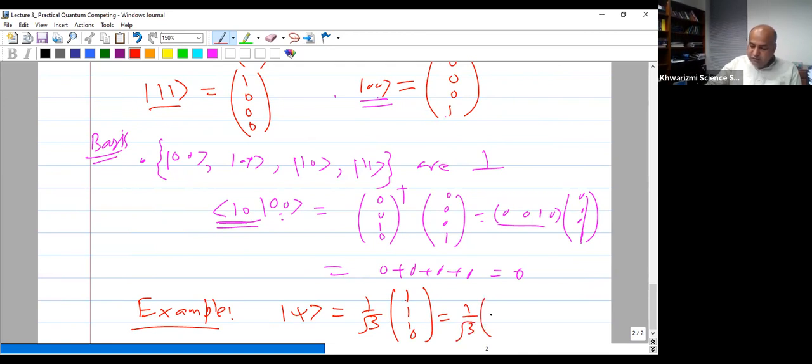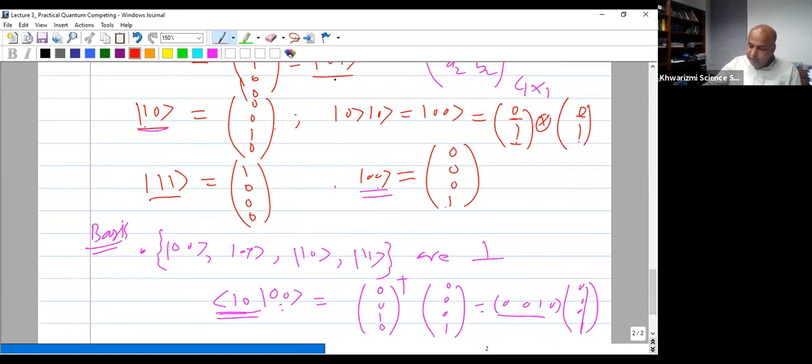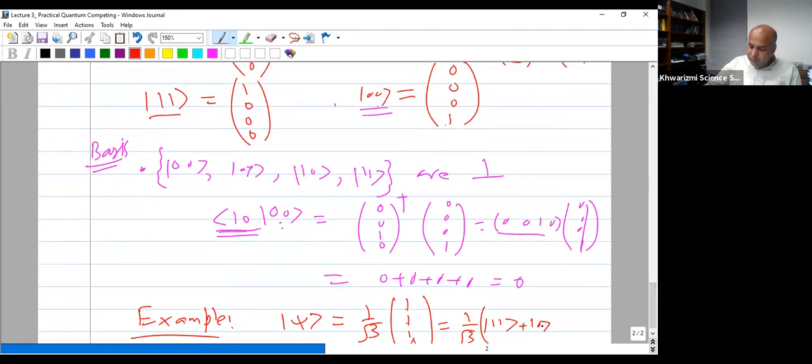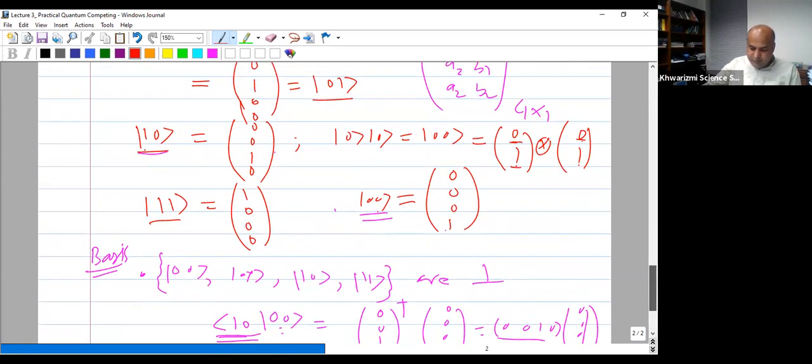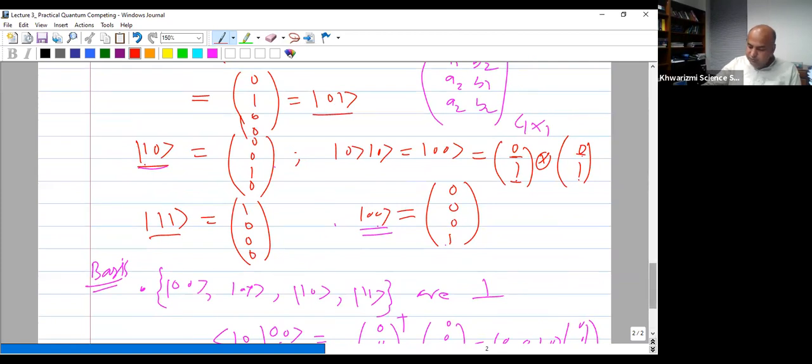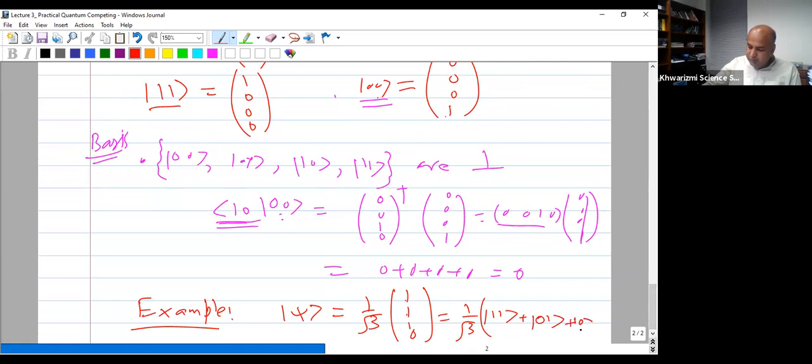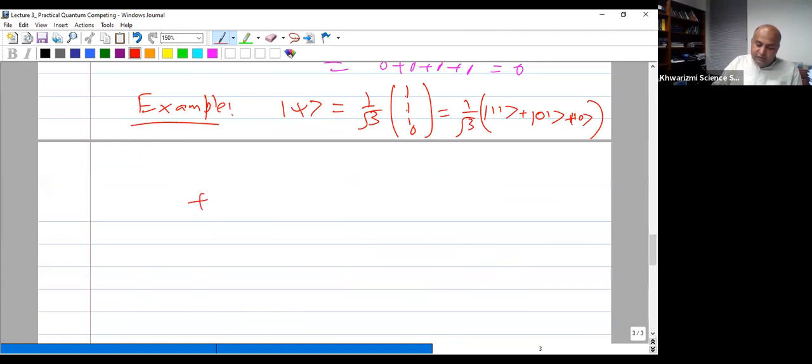you can see clearly, this is 1, so |00⟩ is there. And this is 1, so this is for |01⟩. And the third one is for |10⟩. So you see, this state has been written as a superposition of these states. So this is a basis. And similarly, you can easily check that this set is also a basis. I leave it as an exercise for you.